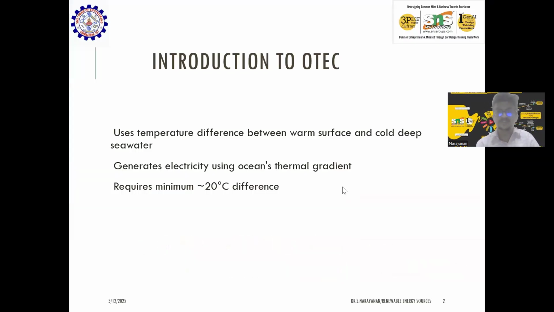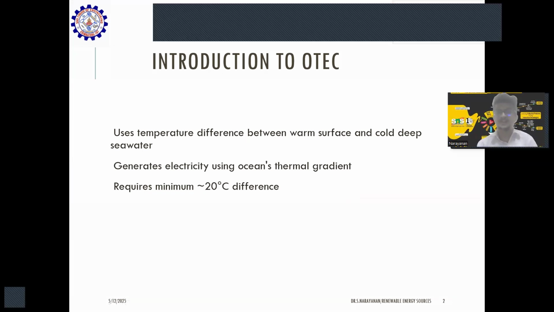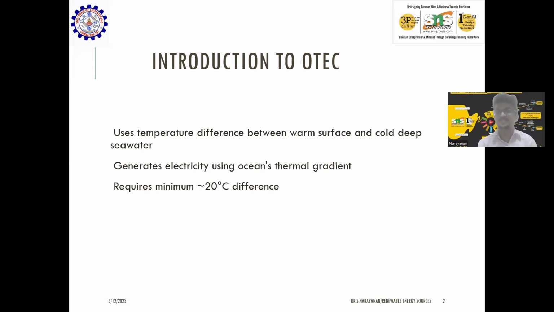So ocean thermal energy conversion, as I already told, uses the temperature gradient, which means the difference of temperature between the warm surface and the cold deep water. The temperature will be warmer at the top surface of the ocean and cooler in the deep sea. So it generates electricity using the thermal gradient of the ocean, and to produce efficient power, a minimum of 20 degrees Celsius difference is required between the top surface and the bottom surface.